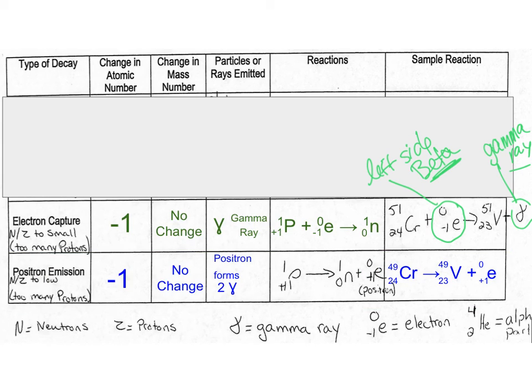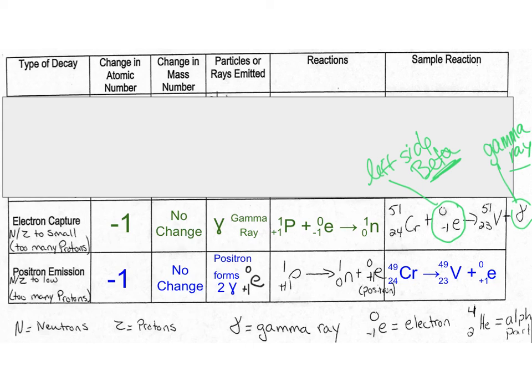The last thing that we're going to work with is something called positron emission. Again, this results because there are too many protons in the nucleus. You're going to see much of the same information. We are going to see a drop in atomic number by 1. We are going to see no change in our mass number. But what we see here is a positron, or it forms 2 gamma rays. So what's a positron? That's an important thing that you also might want to write in here. That's where we have E with a 0, but this time it has a +1.